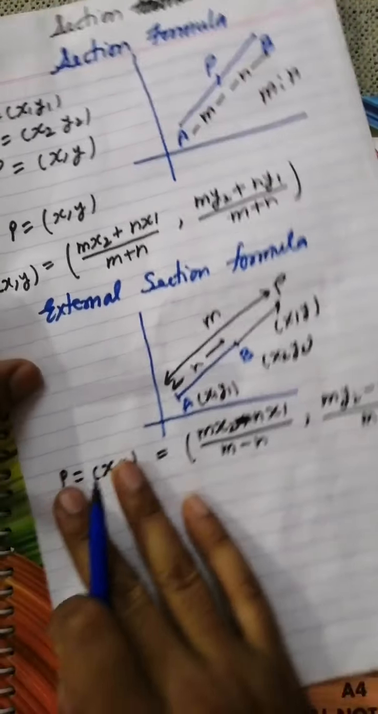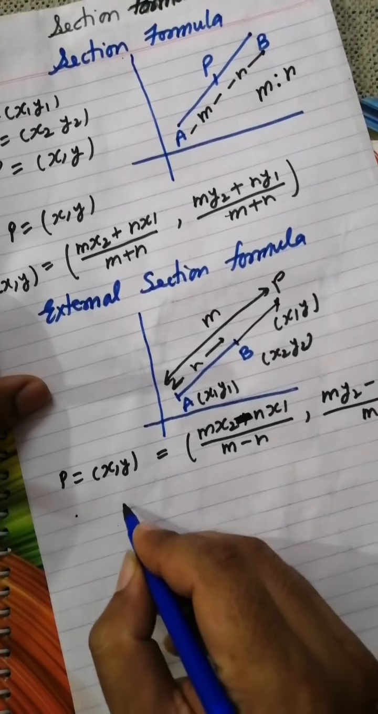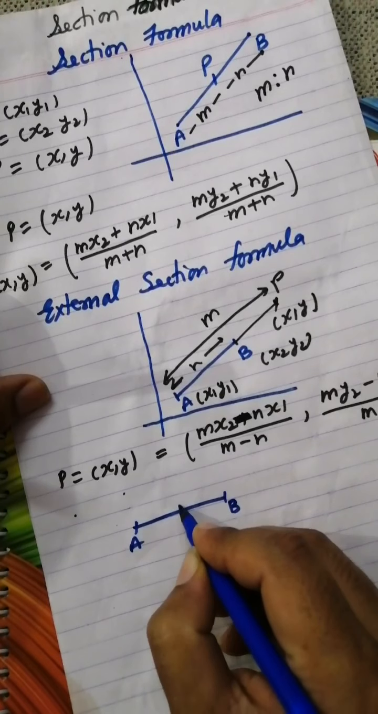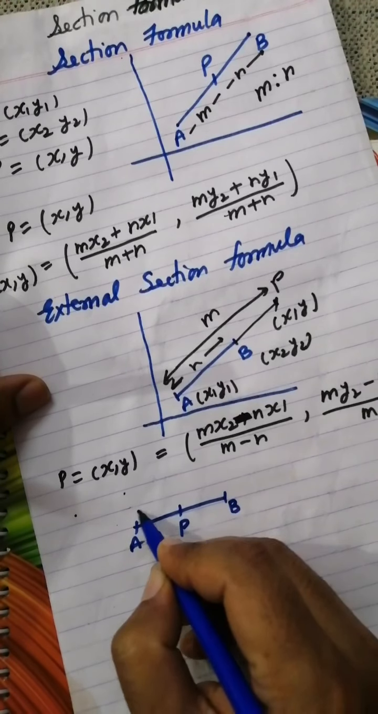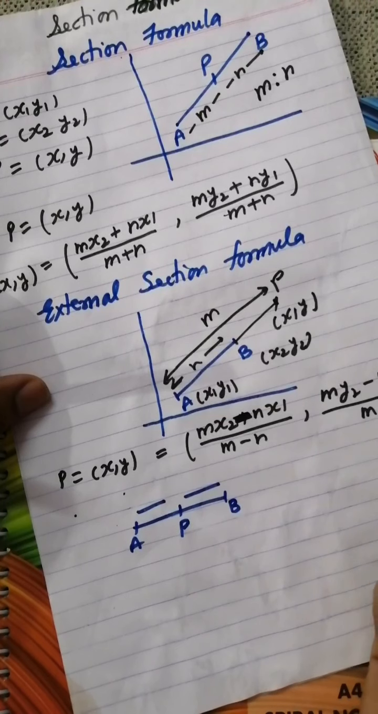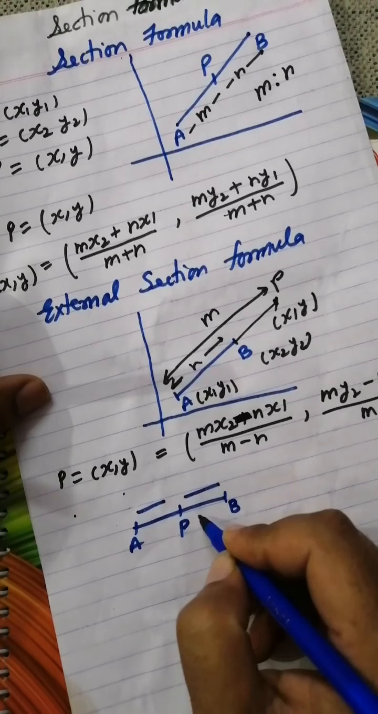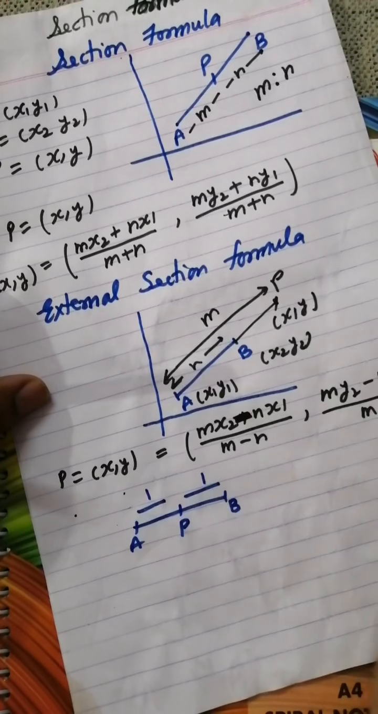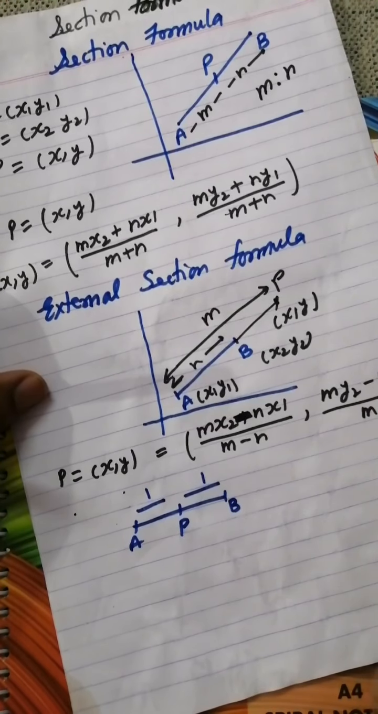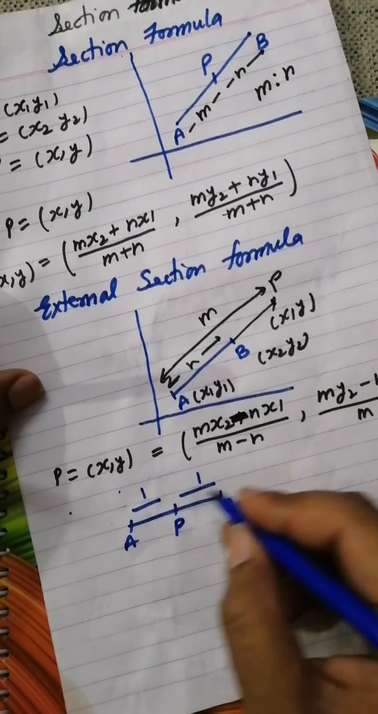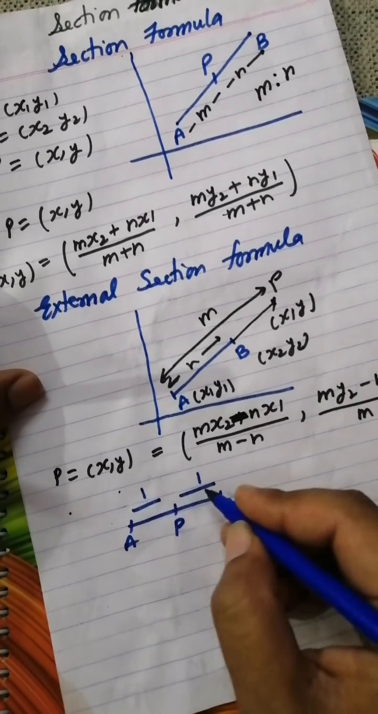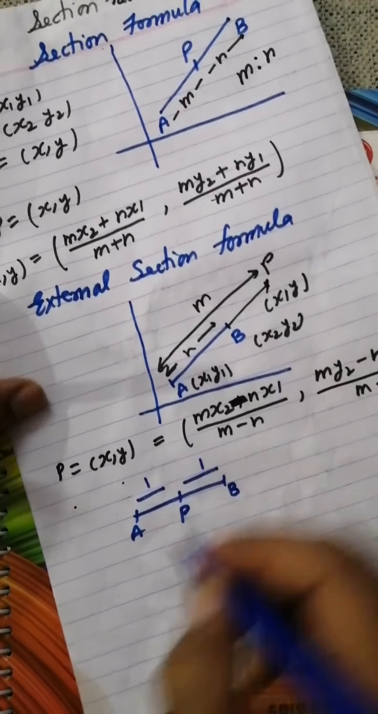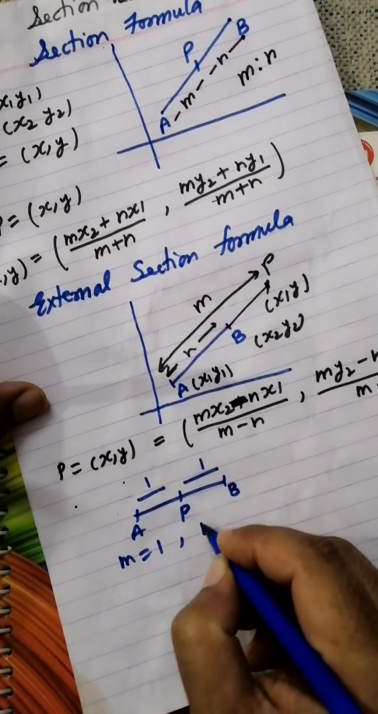Now dear students, suppose a point P is going to divide a line segment AB in the same ratio, it means the ratio m to n, but in equal parts, or you can say it is going to bisect the line. So we can say it is 1 to 1, because m is 1 and n is also 1, meaning the same ratio. It may be 2 to 2, 3 to 3, or 4 to 4, but it will absolutely be 1 to 1. Then you can say m equals 1 and n equals 1.